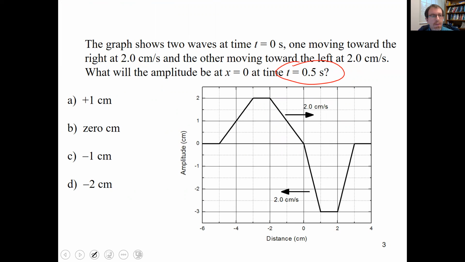And let's see, what does it say? It says, what will the amplitude be at x equals 0? So right there is our x equals 0 line. And we want to know what the combined amplitude of these two waves will be when they overlap at that specific point, half a second later. Pause the video, think about it, and when you are done, you can start the video playing again. So pause.